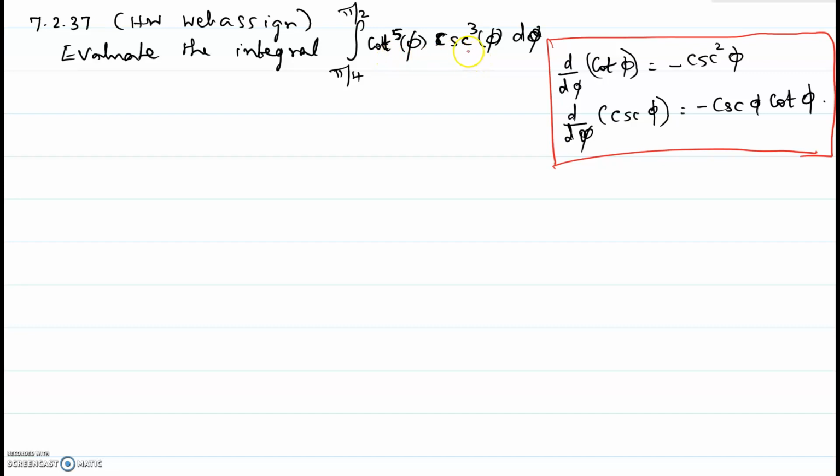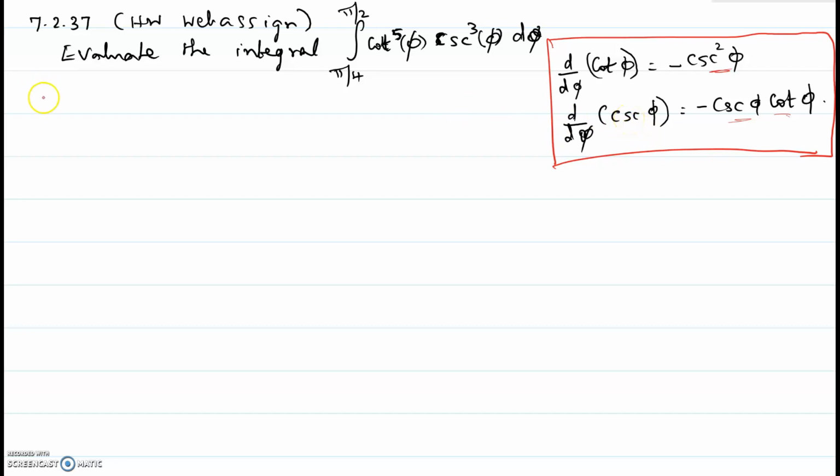So here we notice if the cosecant exponent was even, then we could have considered cotangent phi as our u substitution. But the cosecant exponent being odd, we want to look at this one. Cosecant phi cotangent phi is the derivative of cosecant phi. So our choice of u should be cosecant phi.